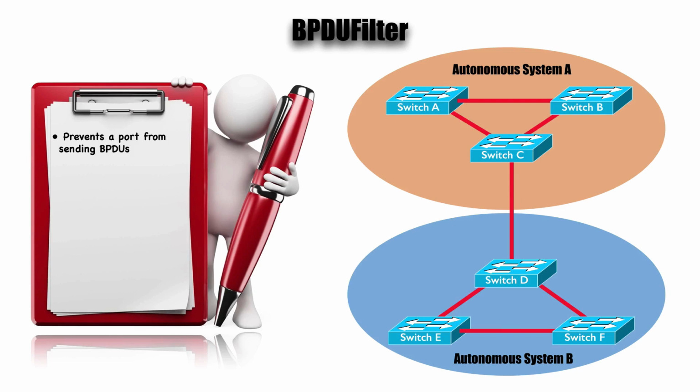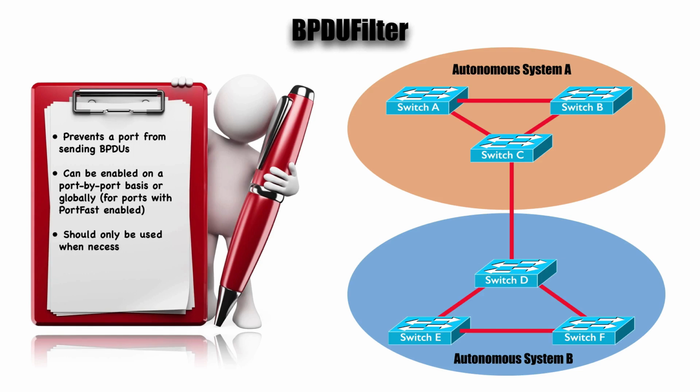Normally, we like BPDUs to be exchanged between our switches, but BPDU filter can prevent a port from sending BPDUs. We can enable this on a port-by-port basis, or globally where it applies to ports that have port fast enabled. Now, we should be careful with this feature and only use it when necessary. So when would something like this be necessary? Well, one example is when we're interconnecting autonomous systems, and we're interconnecting those different networks under different administrative control with a layer 2 link. We might not want to exchange BPDUs between these different autonomous systems.